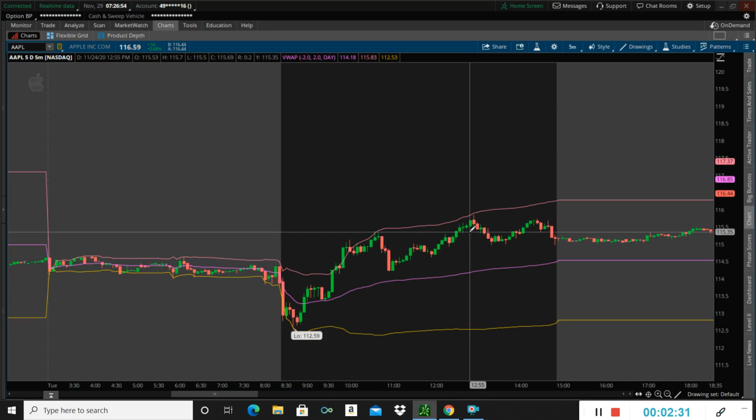If you utilize it like that, the VWAP can be really good for intraday. You don't want to use it on a 1-hour chart, stuff like that. Just a 5-minute, maybe a 15-minute. And that's really about it.